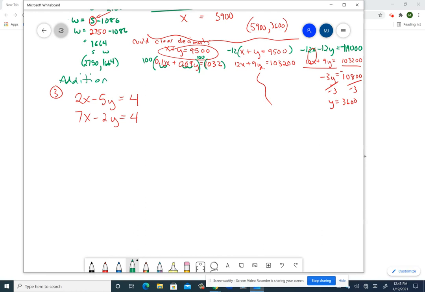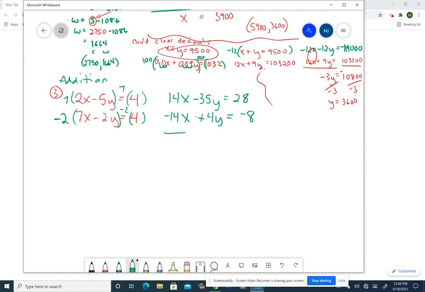To get rid of the x's, you could multiply on top by 7, on the bottom by 2, but then both of those would be 14, so let me make it negative 2. And then I've got to be sure I multiply the right side of each of those. So it feels like a really straightforward elimination question. Numbers aren't too big or anything. You just wait. I'll show you what happens.